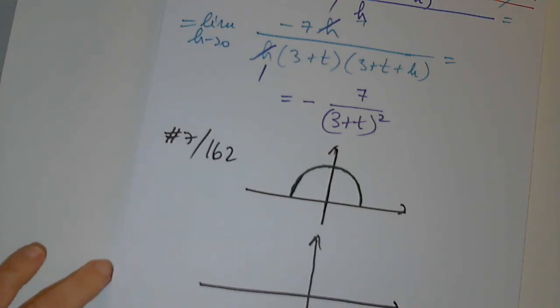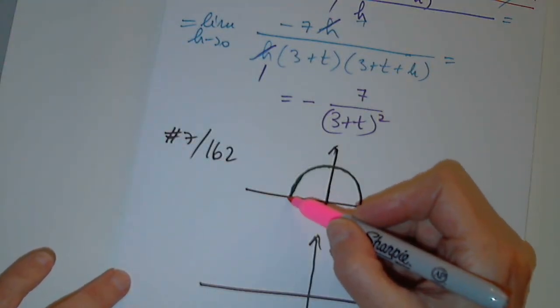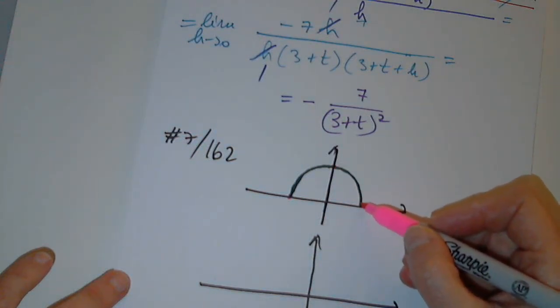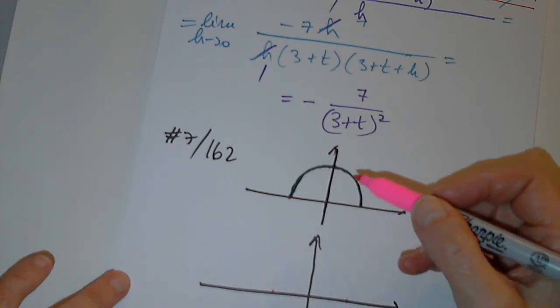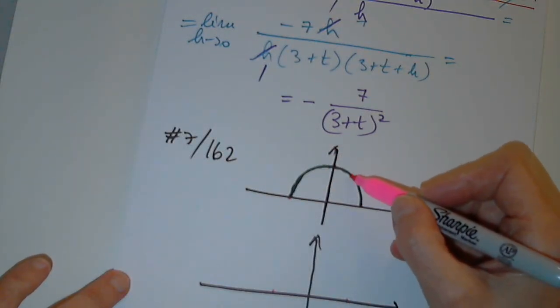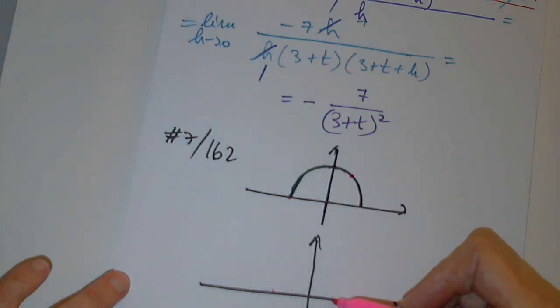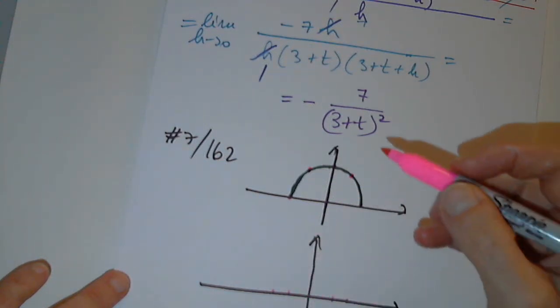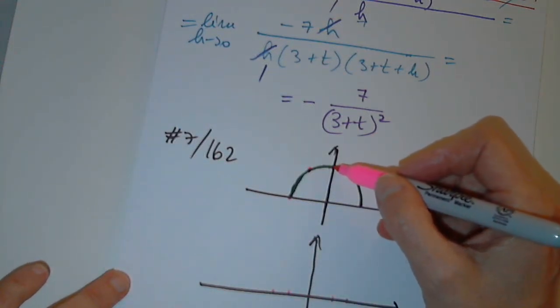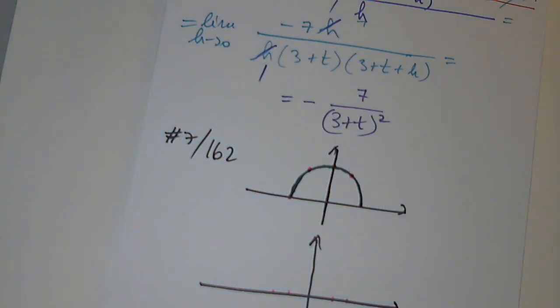So I'm going to pick some points. Of course, I'm going to look at this point, this point, and this point. And let's say maybe this point as well, and maybe one on the other side. And definitely this point, which is on the y-axis. At all these points, I'm going to draw the tangent line, and I'm going to estimate the slope of the tangent line.